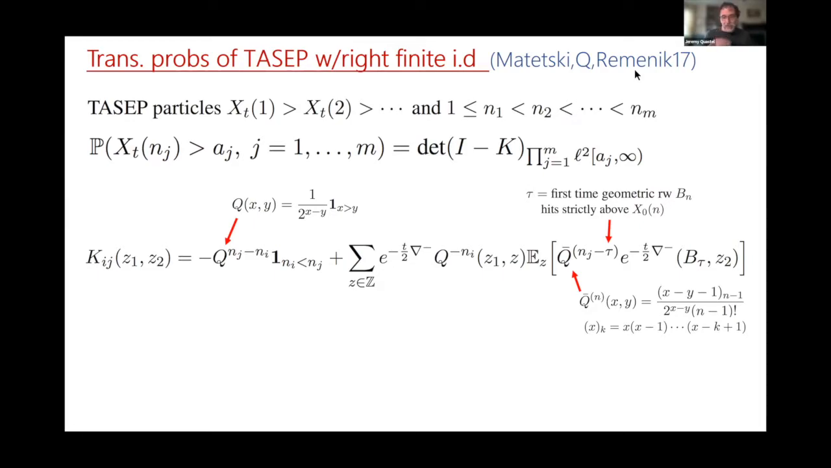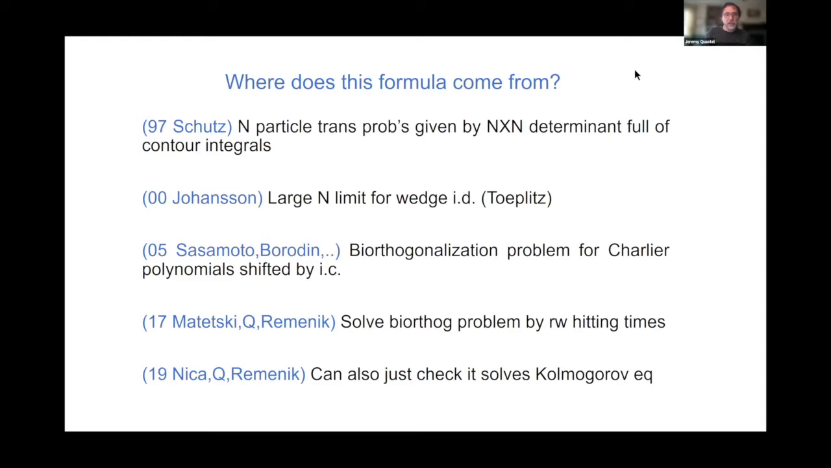Okay, so that's the formula. And if there are no questions right now, I'll just go on to telling you a little bit about where the formula comes from. So this formula always holds. There are no real conditions. Through the formula, TASEP is solved. So where does the formula come from?